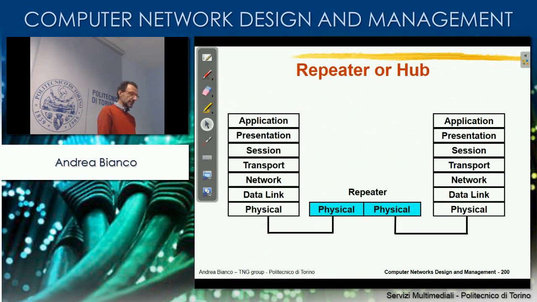So this is in terms of protocol architecture. What a repeater or a hub is doing is just operating on bits at the physical layer. So you get some bits and you propagate them on the other port. So there is no store and forward. This is just, as we said, not an interconnection. It's just an extension of the cable length.